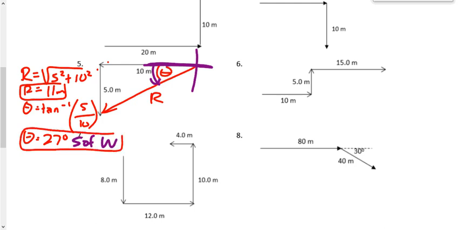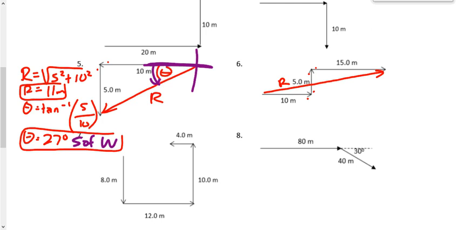Number 6 starts getting a little trickier here. We have 3 vectors, all drawn head to tail, so that's good. A resultant vector drawn start to finish. I can't just use the Pythagorean theorem here though, because I don't have a right angle triangle. We need to make a right angle triangle. So let's do that now.